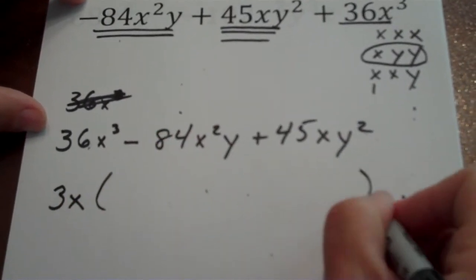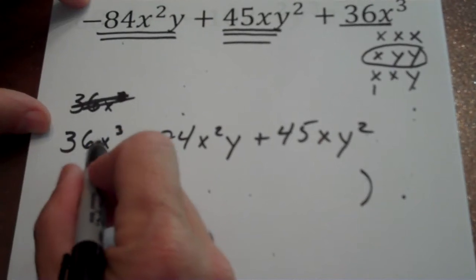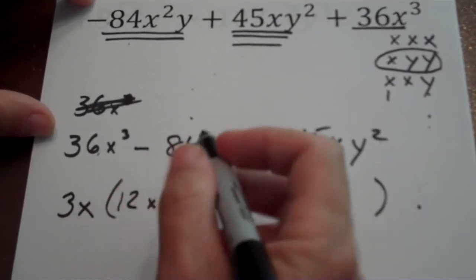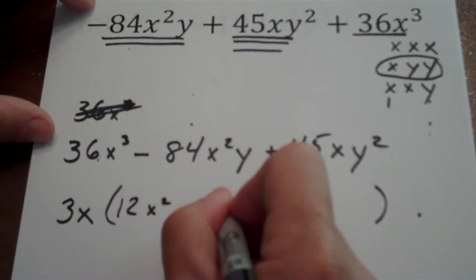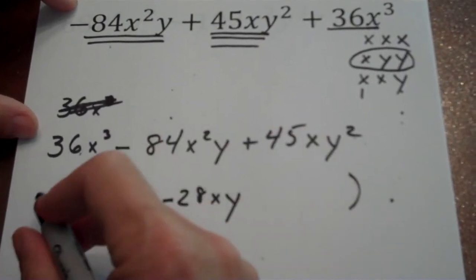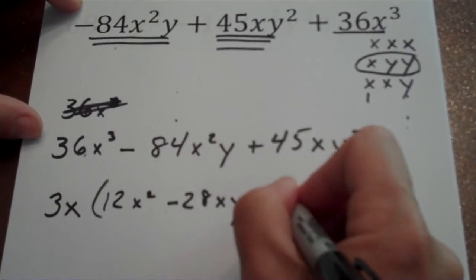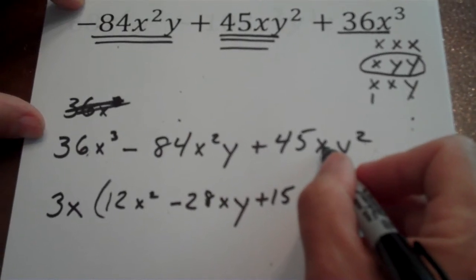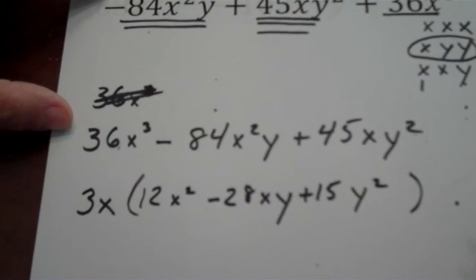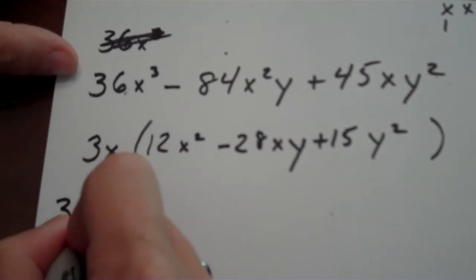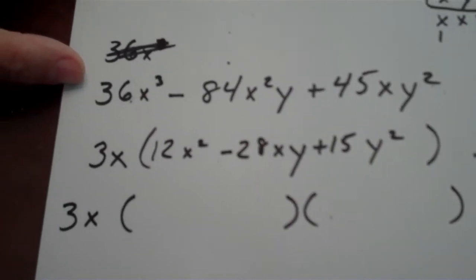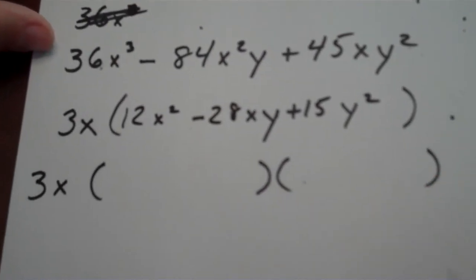So let's go ahead and take that out of my trinomial. Removing the 3 and the x leaves me with 12x squared. Dividing that by 3 would be minus 28. Taking out the x leaves me with 1x and a y. 3 times 15 would be 45. I removed my x, and that leaves me with 2 y's. Now I've got a trinomial. If this is going to factor, it's going to have to factor into 2 binomials.